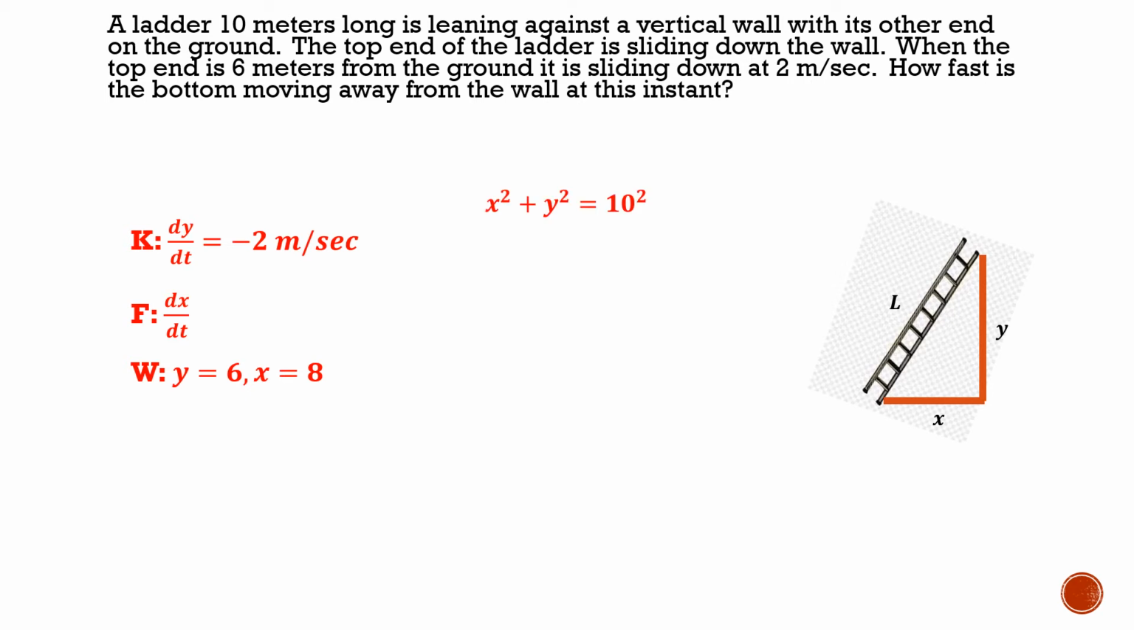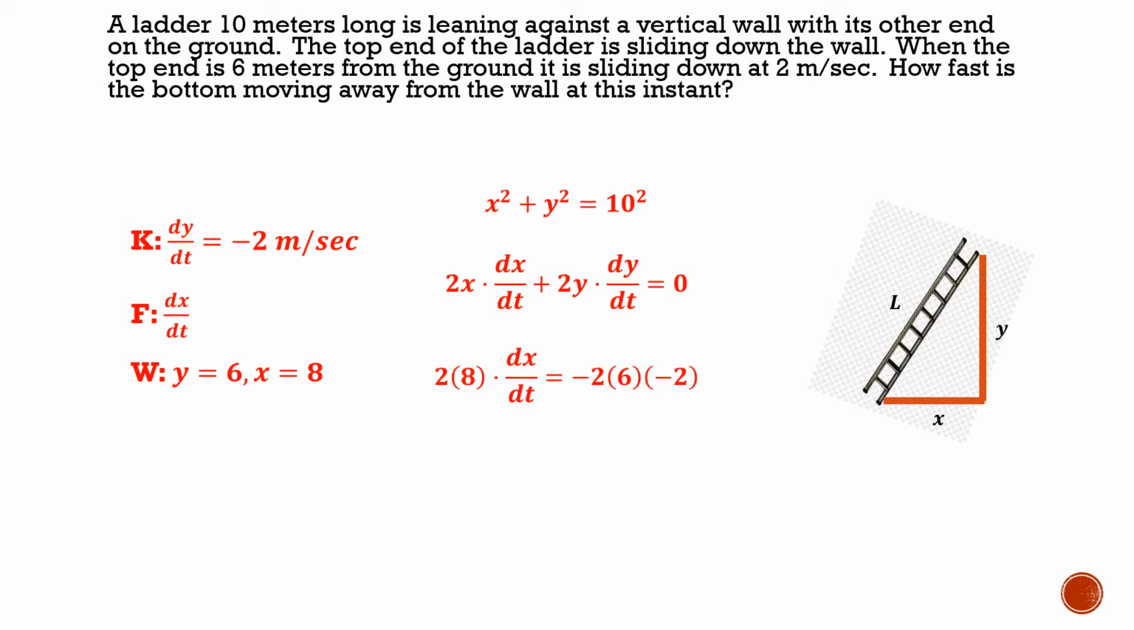All right, so setting up a formula, I can use the Pythagorean theorem since I'm dealing with a right triangle. I have x squared plus y squared equals 10 squared. Understand that the length of the ladder is not changing. So when I take the derivative, I get 2x dx/dt plus 2y dy/dt equals 0, because the length of the ladder is a constant.